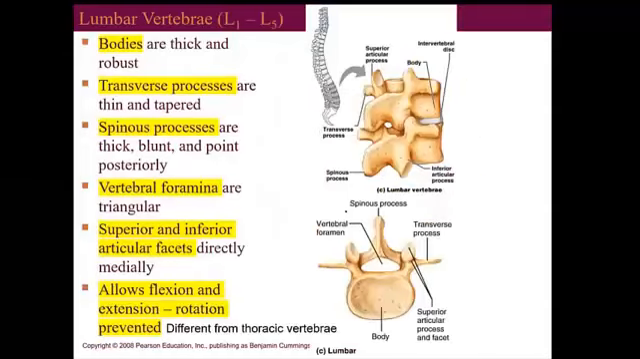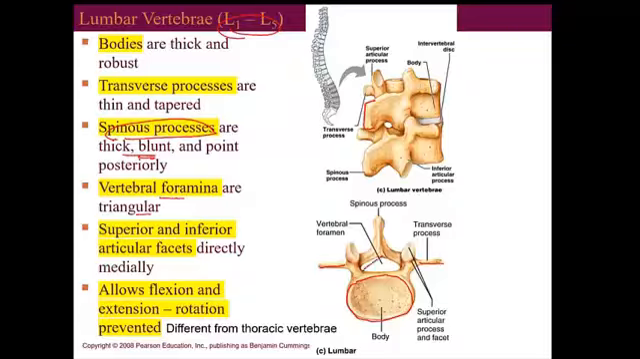All right, so let's describe the lumbar vertebrae, and remember there are 5 of them, and we number them L1 to L5. Those are your lumbar vertebrae. The bodies are thicker on the lumbar vertebrae, and the transverse processes are thin and tapered. Spinous processes are thick, blunt, and point posteriorly, so they look square. The edges are blunt on the spinous process. And the vertebral foramen is triangular in shape.